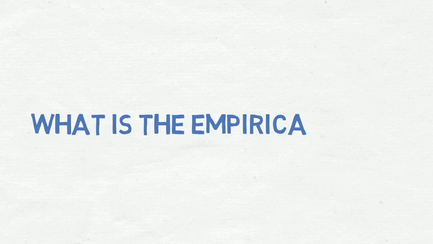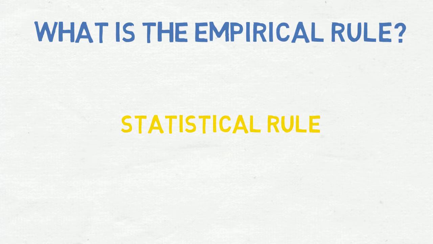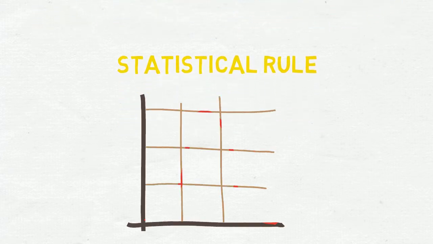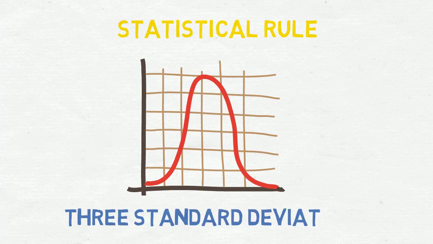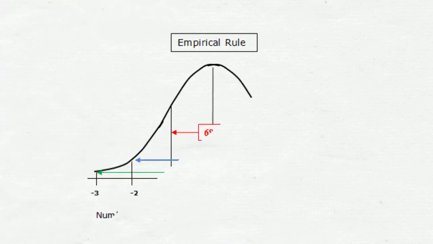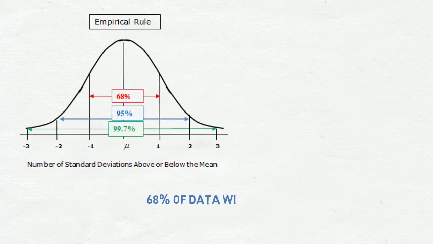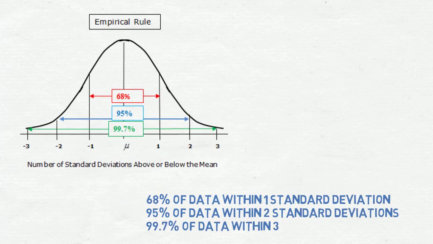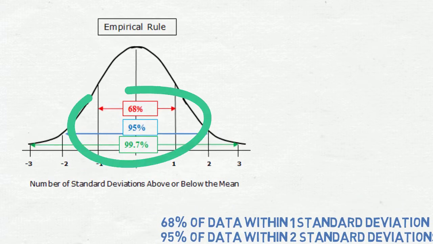What is the empirical rule? It is a statistical rule which states that for normally distributed data, almost all of the data will fall within three standard deviations. It can be on either side of the mean. More specifically, you will find 68% of the data within one standard deviation, 95% of the data within two standard deviations, and 99.7% of the data within three standard deviations.